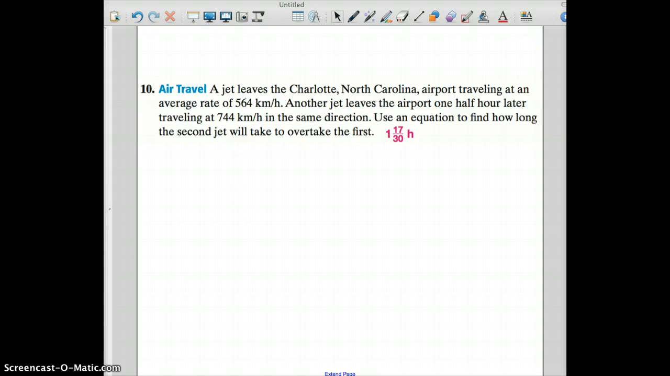Hi class, it seems that you're having some issues with word problems. As we expected, they're challenging, and there's no one single solution for every problem.